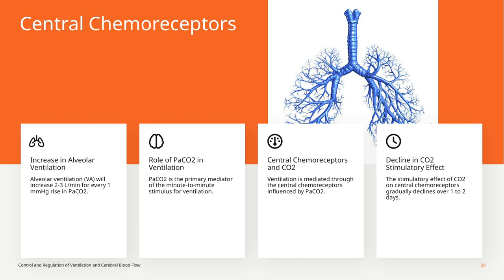And here's a key point. For every 1 mmHg rise in PaCO2, alveolar ventilation can increase by about 2 to 3 liters per minute. That means even small changes in CO2 levels can lead to significant adjustments in how we breathe, ensuring that CO2 is kept within a narrow, healthy range.